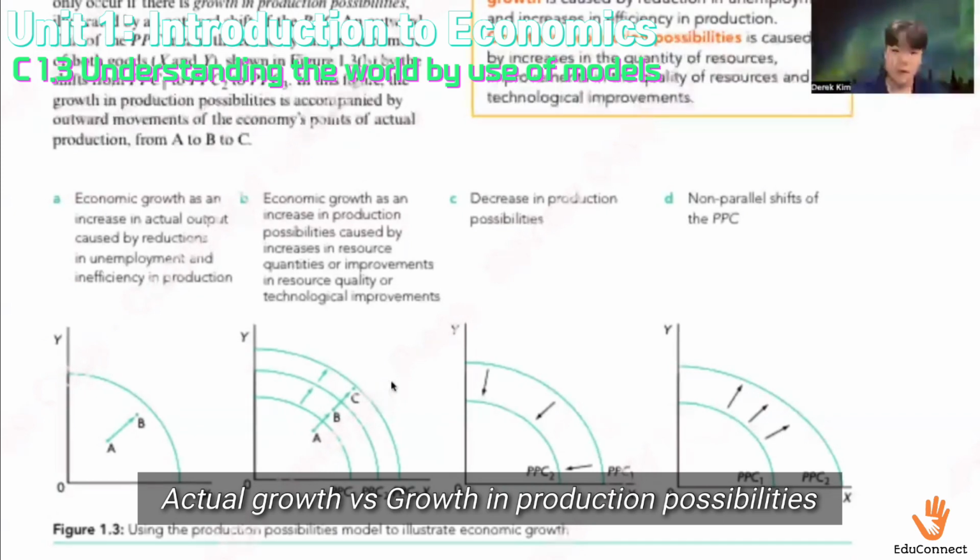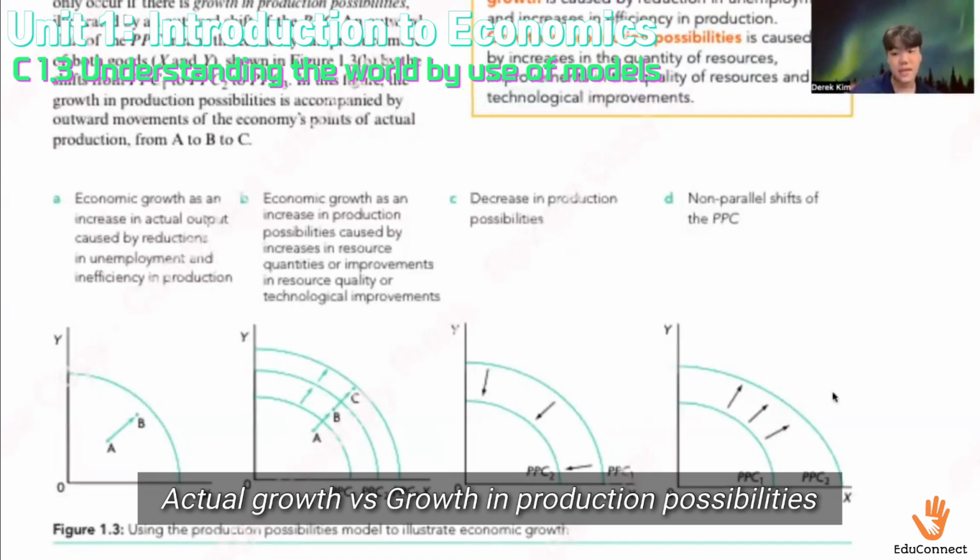Now, let's take a look at graph C. This is a decrease in production possibilities. What this means is that the possible production points have decreased. This usually occurs when a company loses its technological resources. Their capital has become outdated. Let's say more people have resigned, they've quit the job, and they have fewer people in the workforce. That means their production possibilities have decreased, so the curve itself shifts inward.